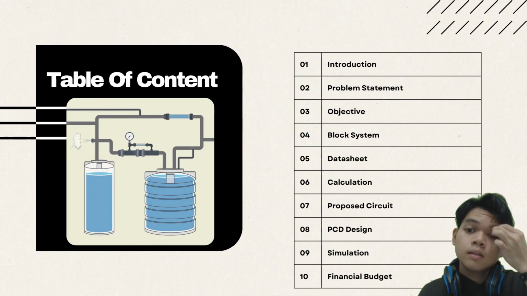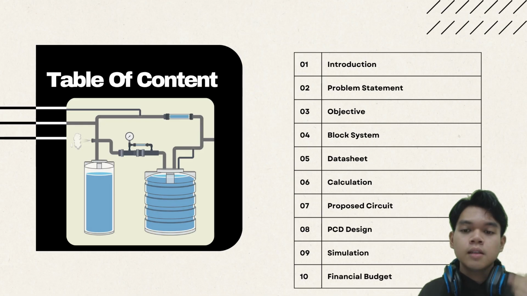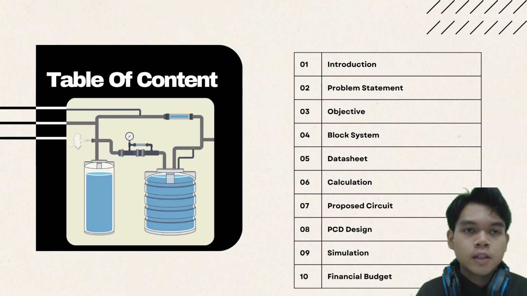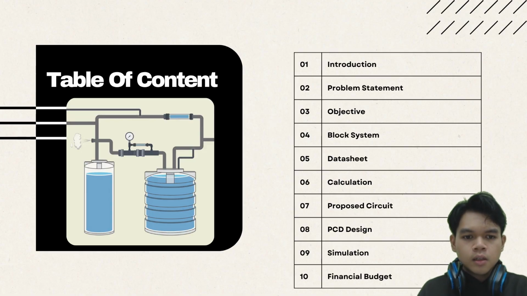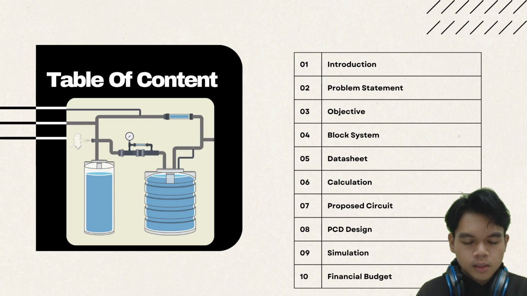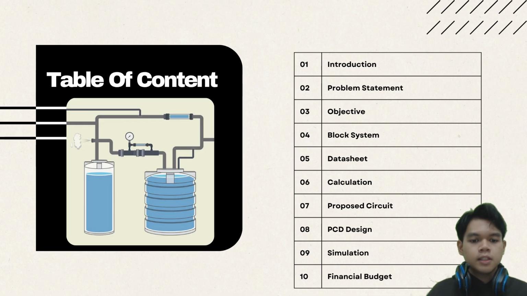Before we start going through this presentation, I would like to give a brief overview of the table of contents, which is the introduction, problem statement, objective, block system, datasheet, calculation, proposed circuit, PCB design, simulation, and final budget.